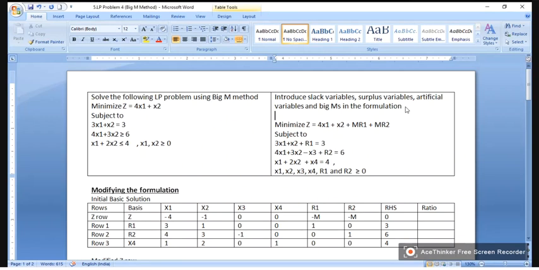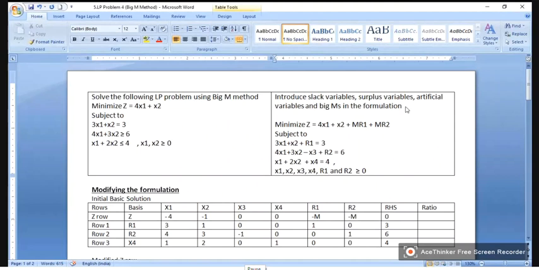Have you written? Apply the simplex procedure. We convert the objective function into equation type. We'll write z minus 4x1 minus x2 minus Mr1 minus Mr2. So you also write it. After writing the right hand side, you write z minus 4x1 minus x2 minus Mr1 minus Mr2 is equal to 0.